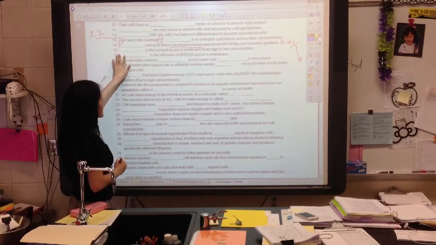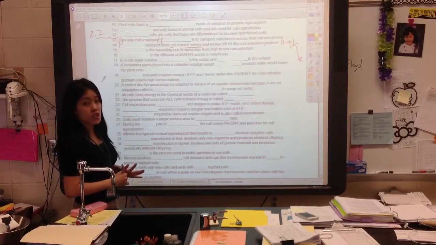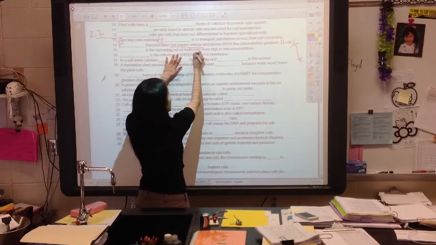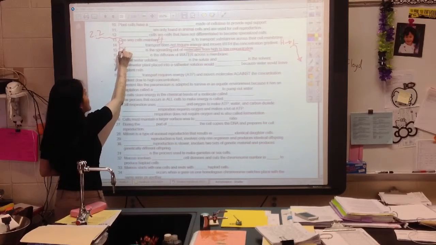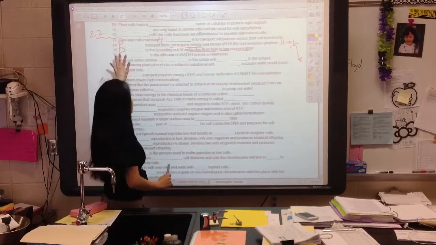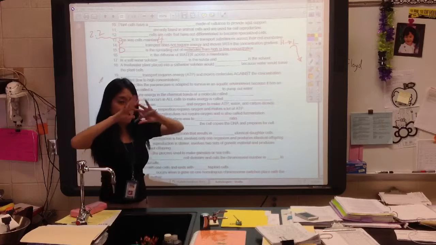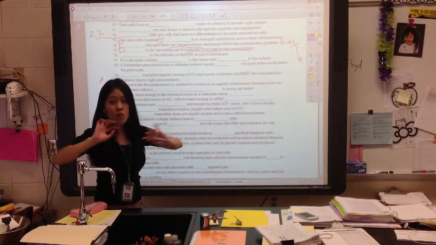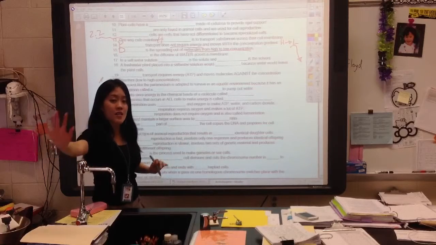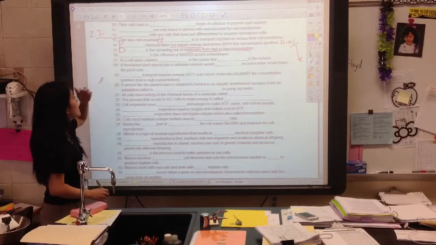Number 15, blank is the spreading out of molecules from high to low concentration. And this is going to be any molecule from high or low concentration. This starts with a D, okay? With this one, if I took a can of Lysol and I sprayed it in the air and you saw those molecules kind of spread out and eventually disappear, or you can smell the smell at the back of the room, then this is what's happening.